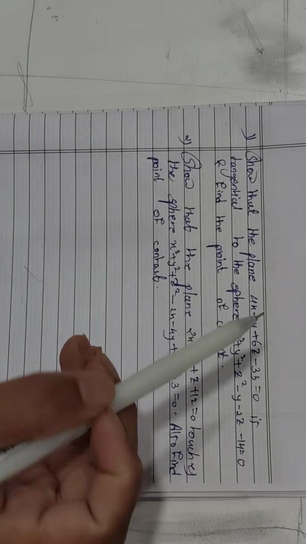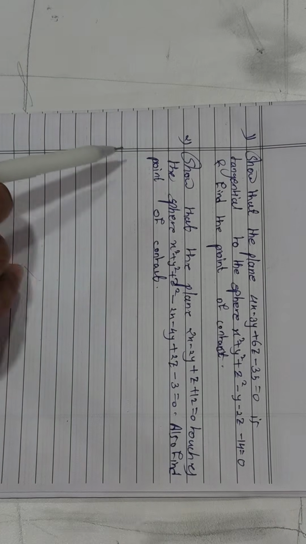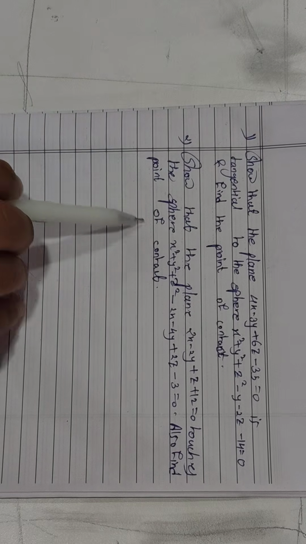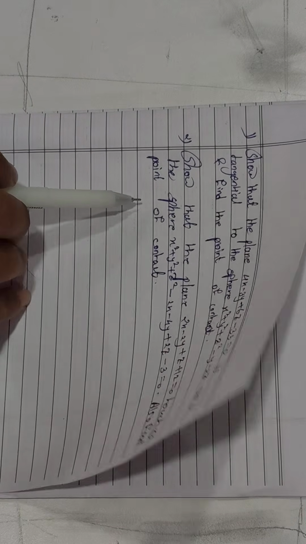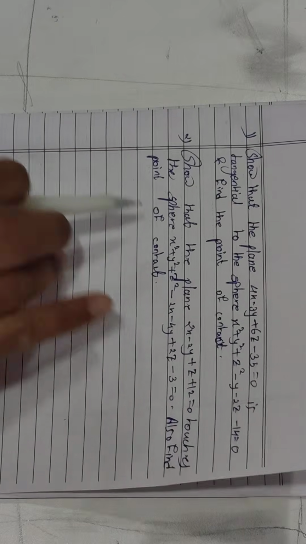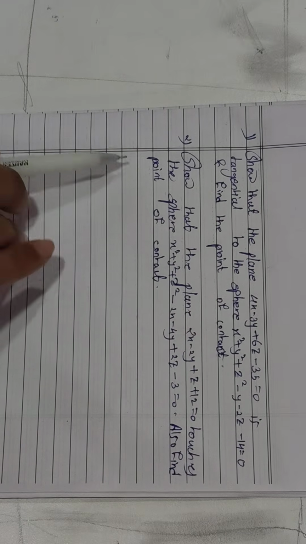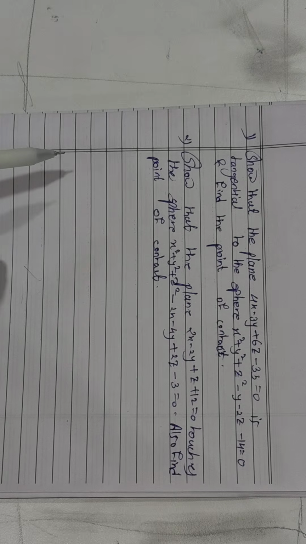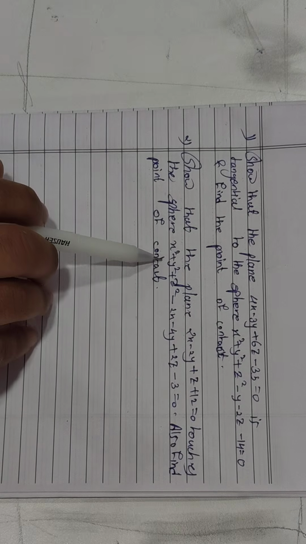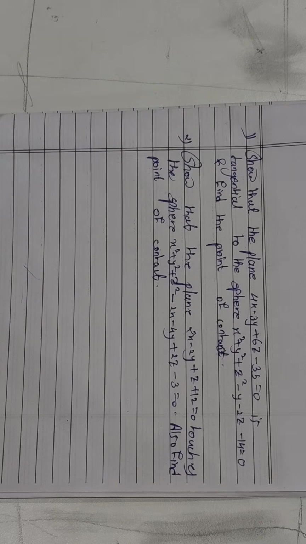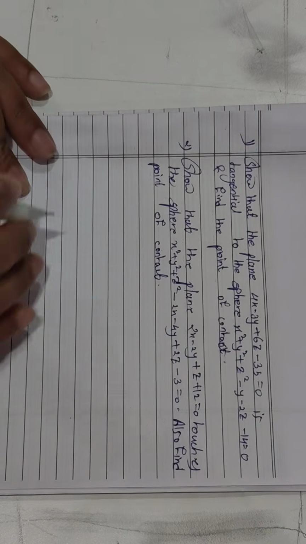This example is solved by the same method only. Show that the plane 2x minus 2y plus z plus 12 equal to 0 touches the sphere x square plus y square plus z square minus 2x minus 4y plus 2z minus 3 equal to 0 and also find the point of the contact. Now to solve the first example.